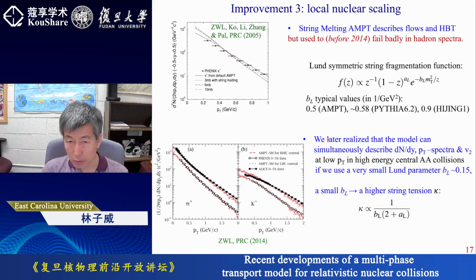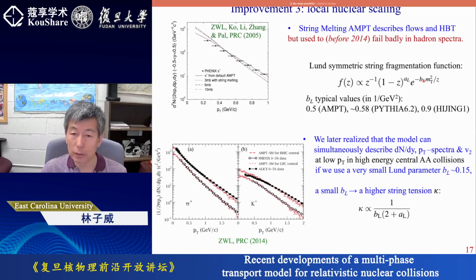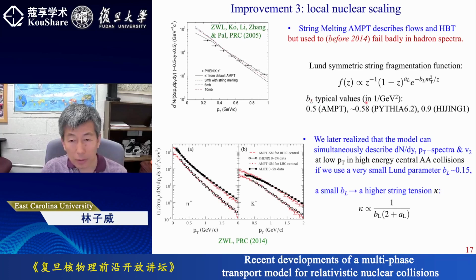Later, we realized the reason. It turns out to be related to the Lund parameters in the Lund symmetric string fragmentation function. This function has two key parameters, A and B. So here we write A_L and B_L to indicate it's a Lund parameter. The B parameter typical values are the following. In the early AMPT publication, the typical value we use is 0.5 in this unit. In PYTHIA 6 it is about 0.6. In HIJING it is about 0.9. So if you use these kinds of values, you get this problem for the string melting AMPT model.